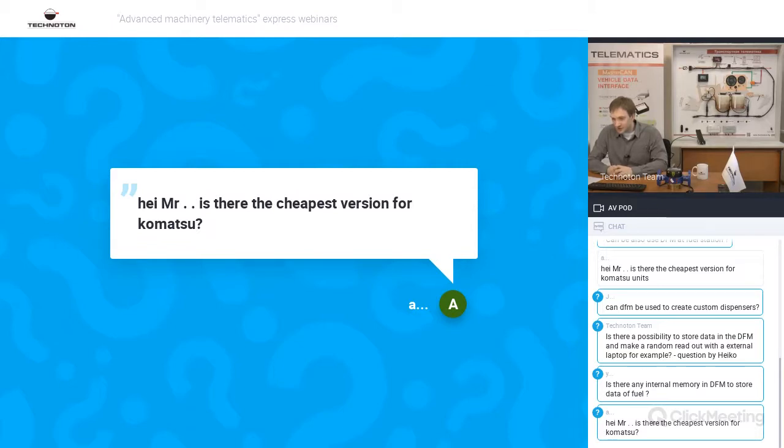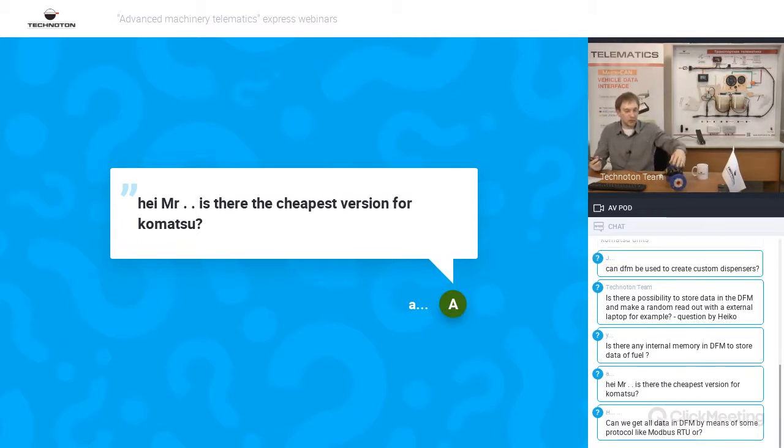Here's the question about the cheapest version for Komatsu. Dear Andre, the cheapest version is probably an autonomous fuel flow meter. It costs a few hundred dollars less than a DFM with an interface, so you can consider that option.